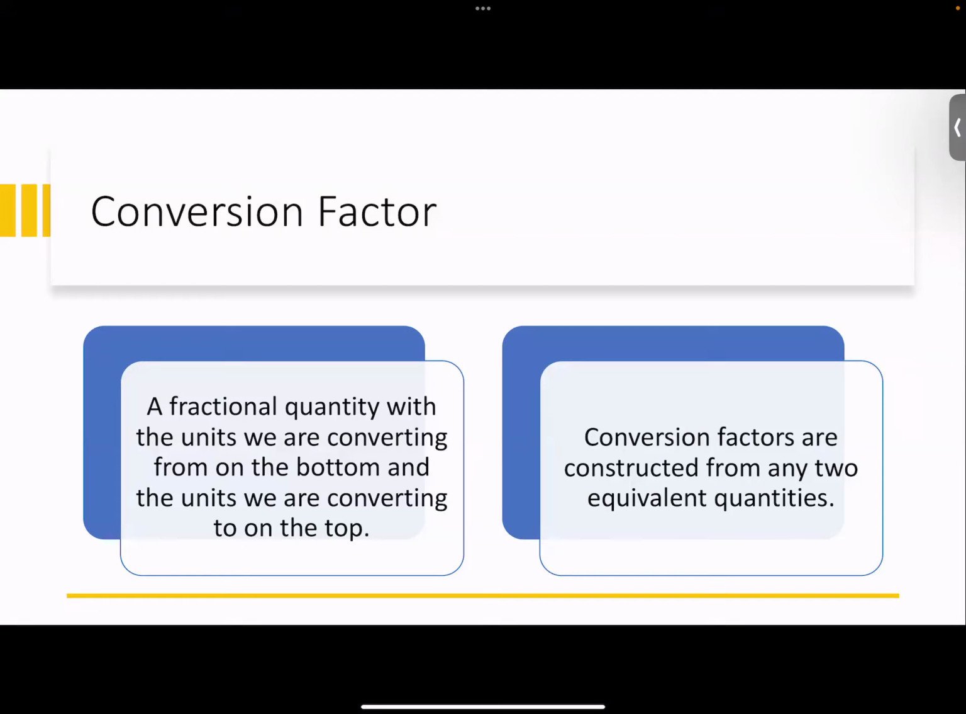Conversion factors are constructed from any two quantities that are equivalent. 1,000 milliliters in a liter, or 1,000 milliliters is equal to a liter. That's an equality that we can use as a conversion factor. 2.54 centimeters is equal to 1 inch. That is an equality we can use as a conversion factor.